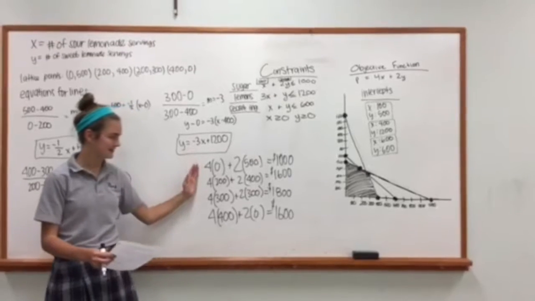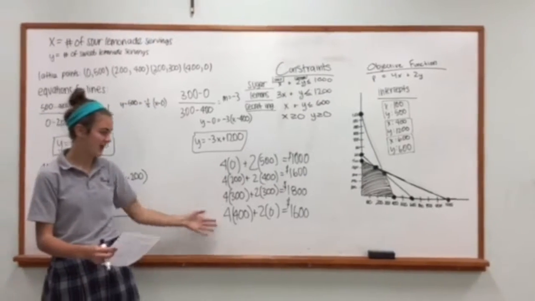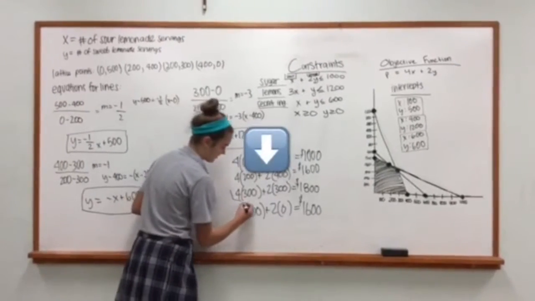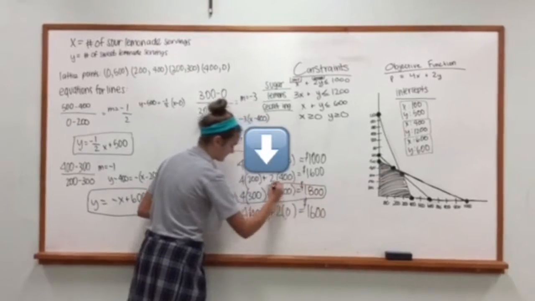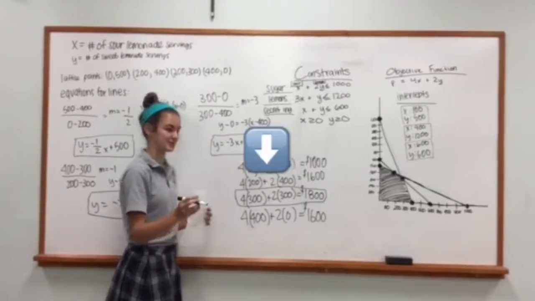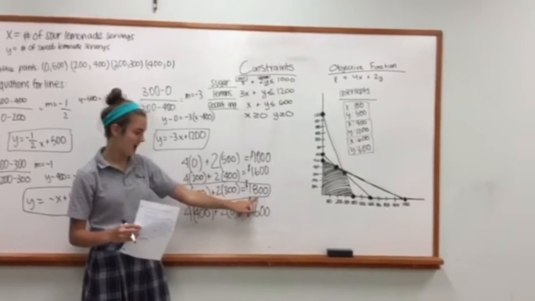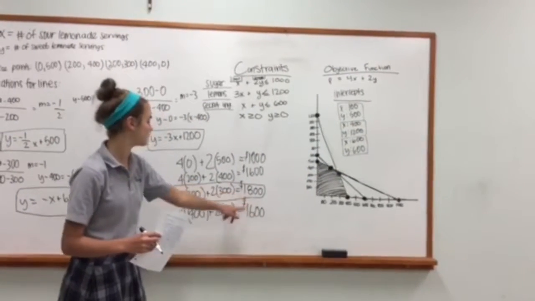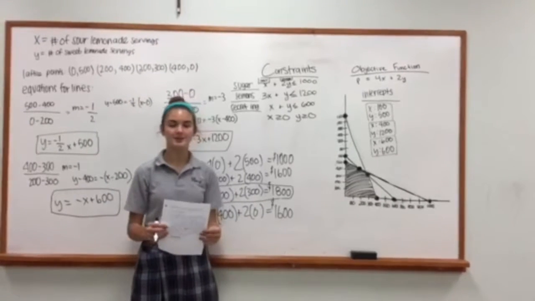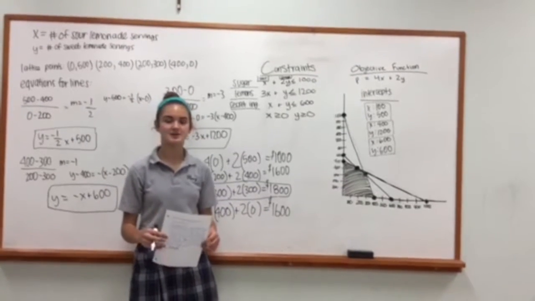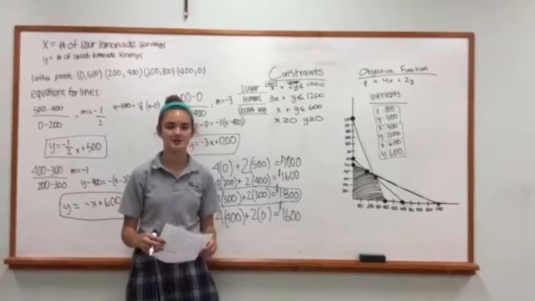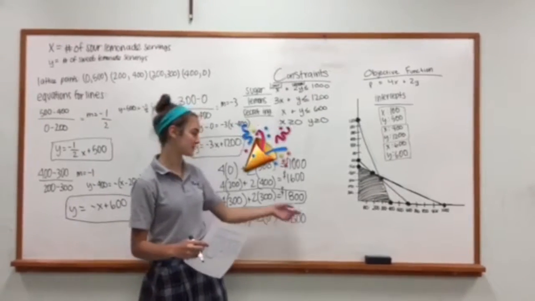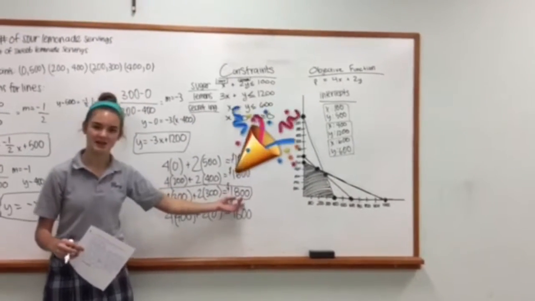So as I did, we plugged it all in, and we find out that this vertex of the feasible region works the best because it gives you a max profit of $1,800. So our answer would be the Lemonade Hut has to sell 300 servings of sour lemonade and 300 servings of sweet lemonade for a max profit of $1,800.